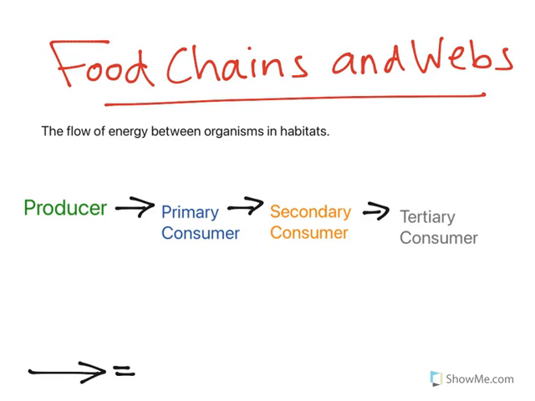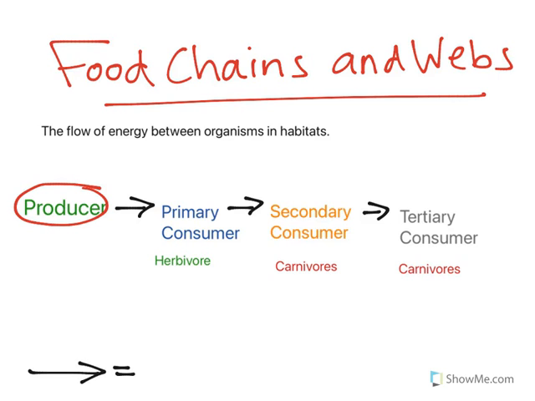Now, if we have a look at food chains and webs, a food chain generally is just the flow of energy between organisms in a habitat, and plants are the producers for the food chain. Without them, the entire food chain collapses. Now, the organisms which eat the plants are the primary consumers. And these organisms, of course, are herbivores. The organisms which eat the primary consumers are carnivores, and these, of course, will then be the secondary consumers.